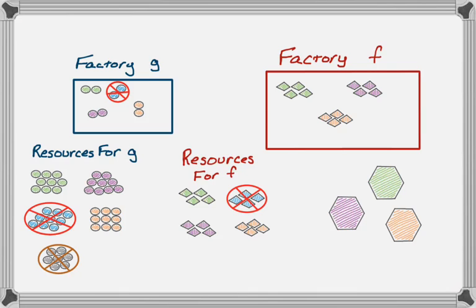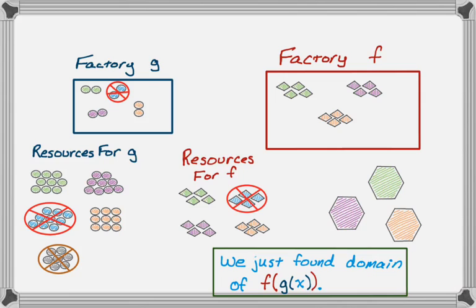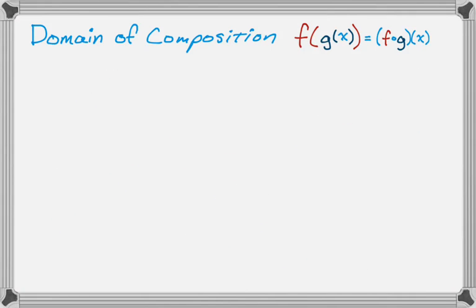But anyway, that's kind of a little story, because what we really just did was try to find the domain of a composition. It's the domain of f of g of x. So that's what we just did. Let's see if we can understand how to do that. The domain of a composition f of g of x is sometimes written with g of x shown inside f of x, and other times you get the f circle g notation.